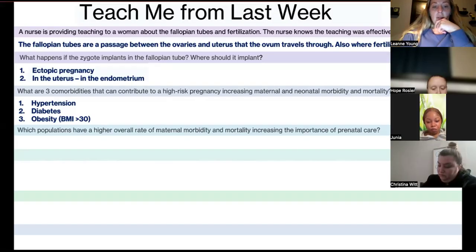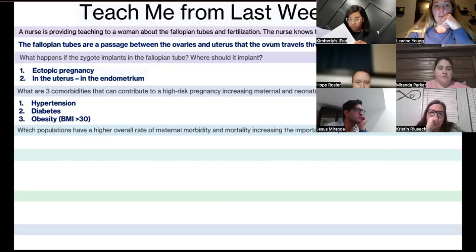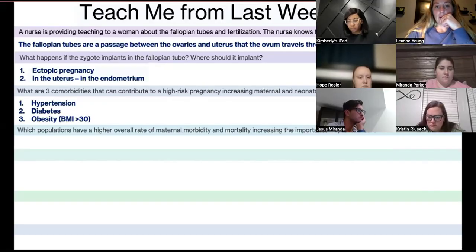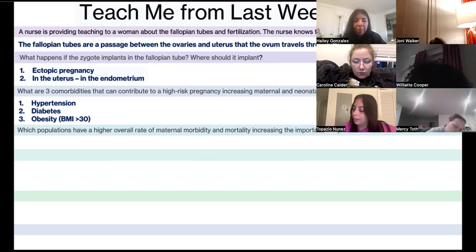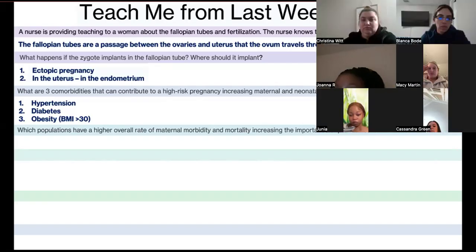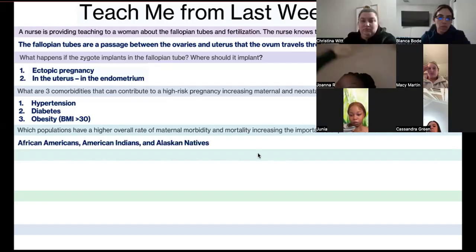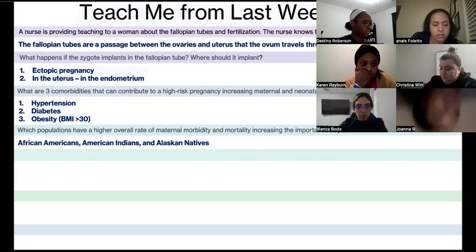What populations have a higher overall rate of maternal morbidity and mortality? Your book talks about this a little bit more than I did in our slide from the first week. I believe it is Black women and Native Americans. Yep, African Americans, American Indians, and Alaskan Natives are the biggest patient populations that we see that have an increased risk of maternal morbidity.